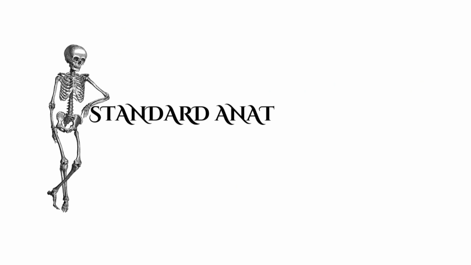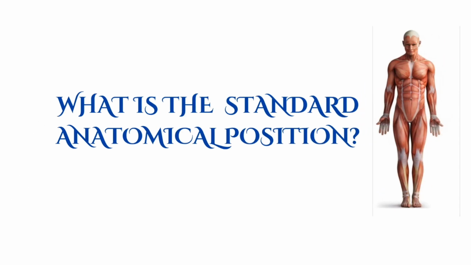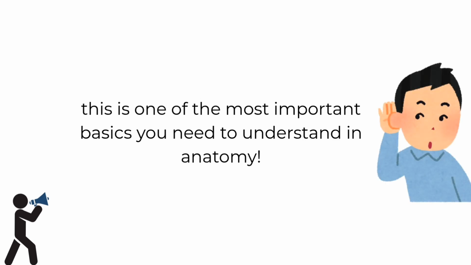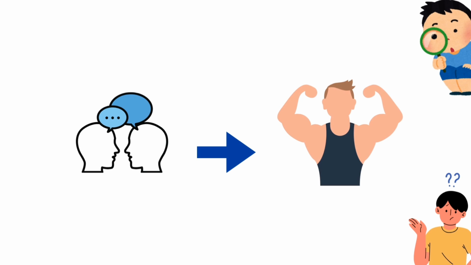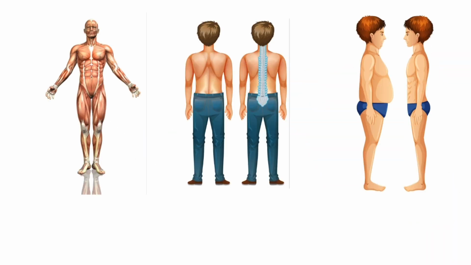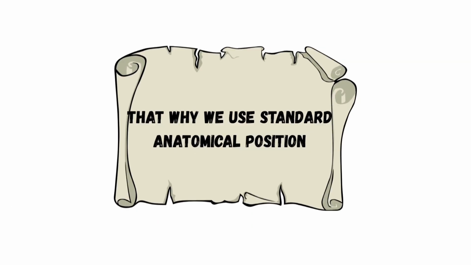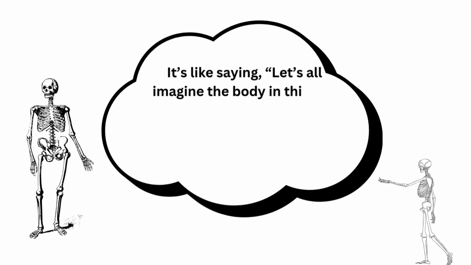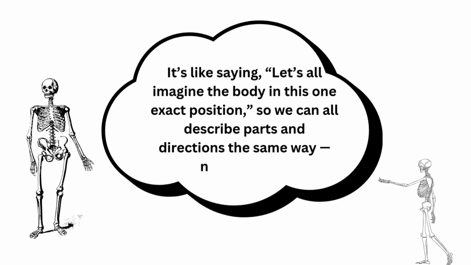So guys, now this is the last topic in our session today: the standard anatomical position. What is the standard anatomical position? Alright guys, this is one of the most important basics you need to understand in anatomy. Whenever we talk about where something is in the body, like what's in front, what's behind, what's on the side, we need a standard reference point. That's why we use something called the standard anatomical position. It's like saying, let's all imagine the body in this one exact position, so we can all describe parts and directions the same way, with no confusion.